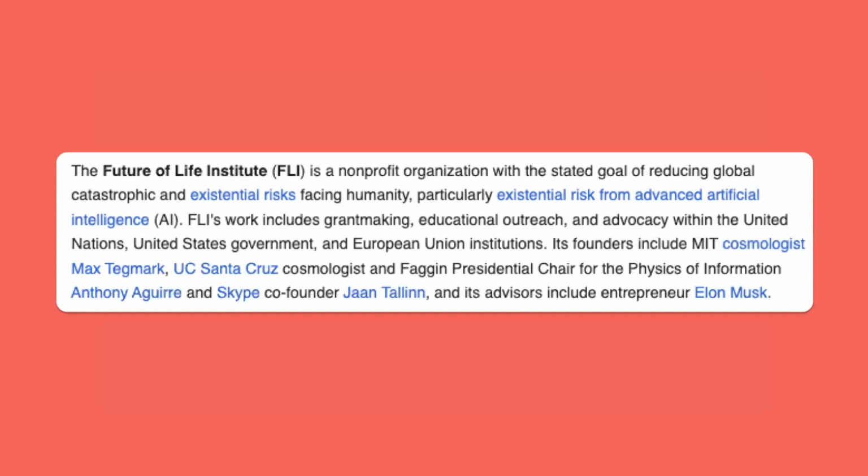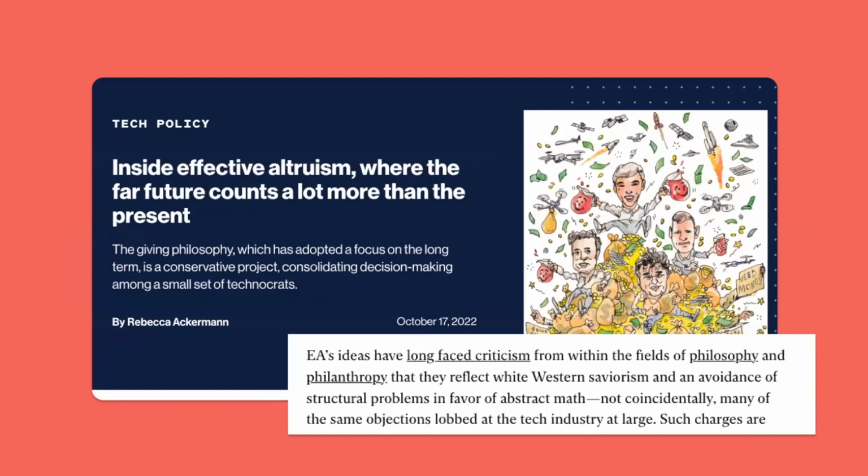Well, you look at a lot of the founders, right? Max Tegmark, cosmologist, physicist, Skype founder, Jaan Tallinn, I'm not sure who he is, but I certainly know Skype. So I would direct you to this article. I'll leave it here and I won't go deeper into it. There's an article here by Rebecca Ackerman if you want to know about effective altruism. But she basically says that effective altruism's ideas have faced criticism within the fields of philosophy and philanthropy, that they reflect white Western saviorism and an avoidance of structural problems in favor of abstract math. Not coincidentally, many of the same objections lobbed at the tech industry at large.